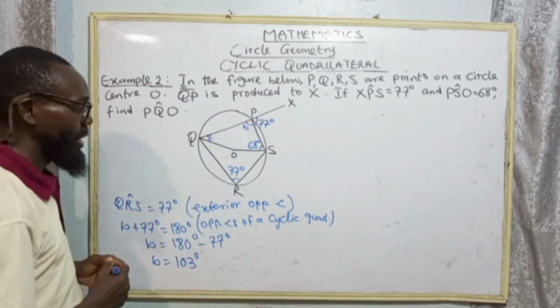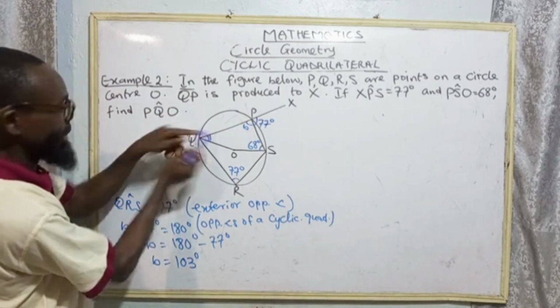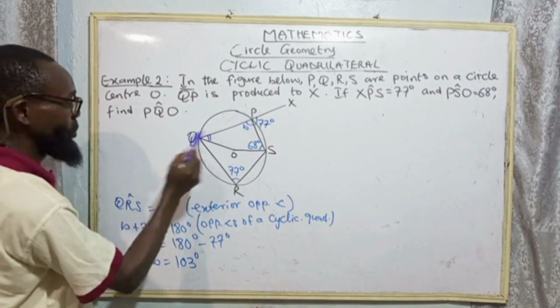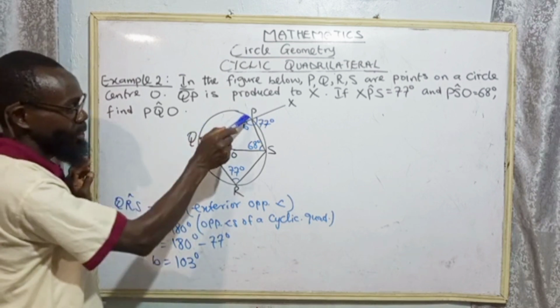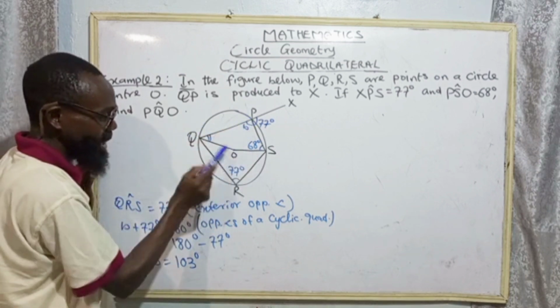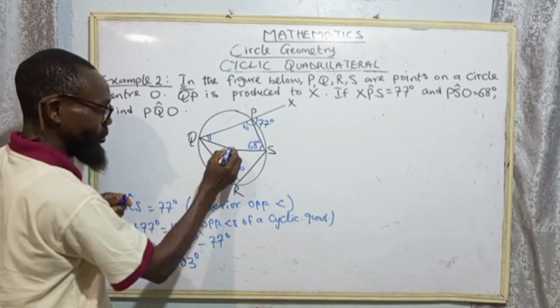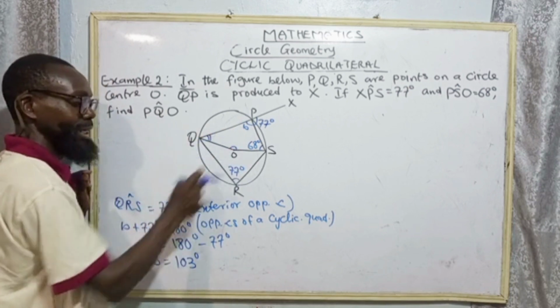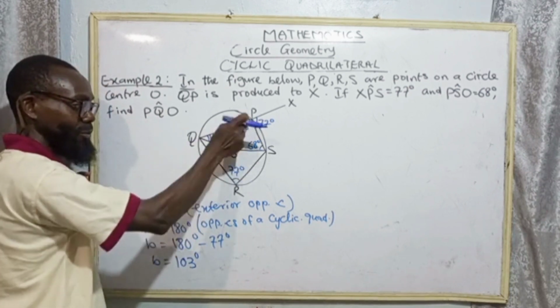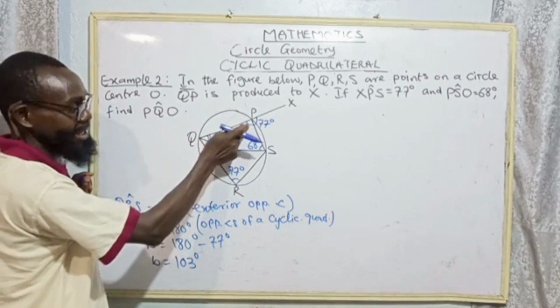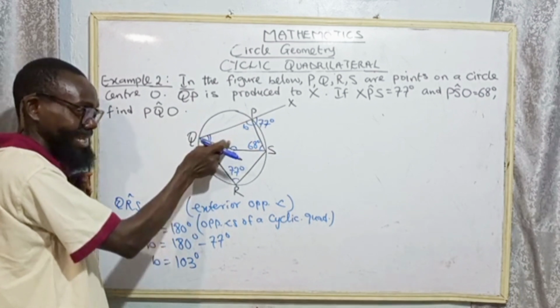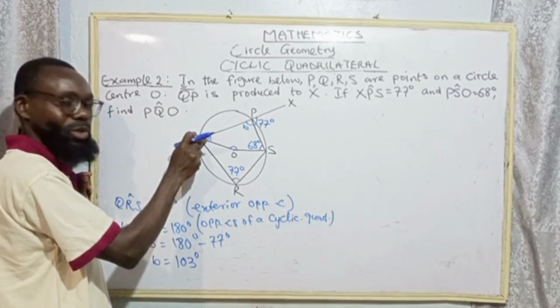Now, this is where I want to calculate angle PQO. I'm looking at it this way. This one angle, another angle here, this angle here, and this angle. They form a quadrilateral: 1, 2, 3, 4, four angles. If I can get this one, it will be easy for me to calculate this.